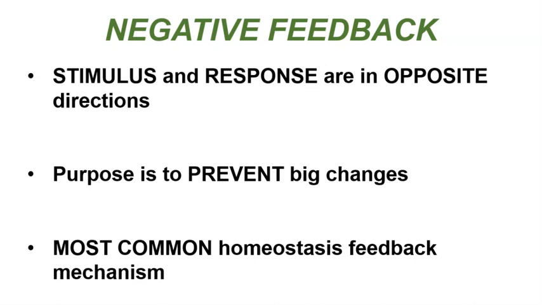The purpose of a negative feedback mechanism is to prevent a big change from occurring and keep the body at an established set point. Negative feedback mechanisms are going to be the most common of the homeostasis feedback mechanisms that we're going to encounter in the body. So let's look at a few examples here.